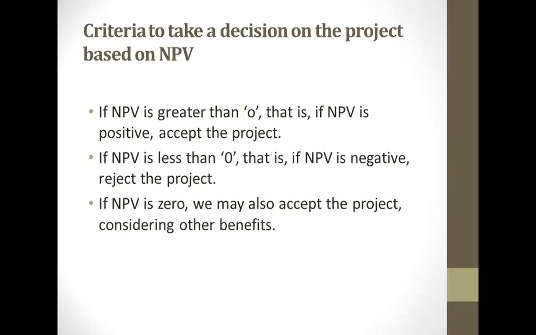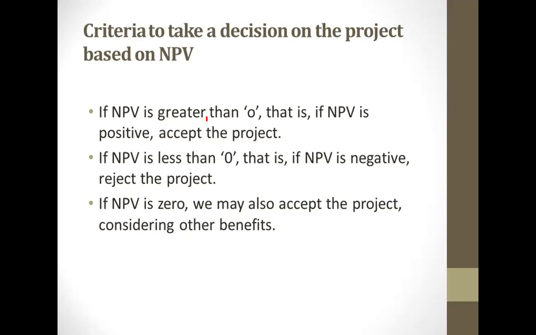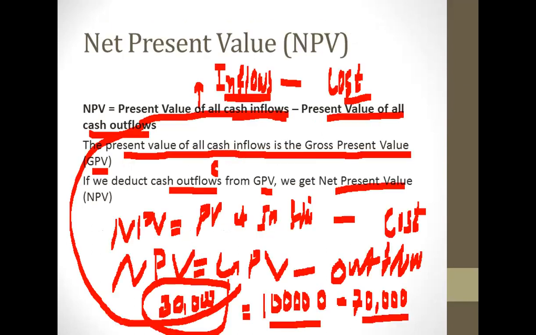Now, the criteria to take a decision on the project based on NPV. How do you take a decision based on NPV? If NPV is greater than 0, that means if NPV is positive, you can accept the project. In our earlier example, you can accept the project because our NPV is 30,000. Your cost is only 70,000, but you are getting, over a 5-year period of time, an amount equal to 1 lakh.